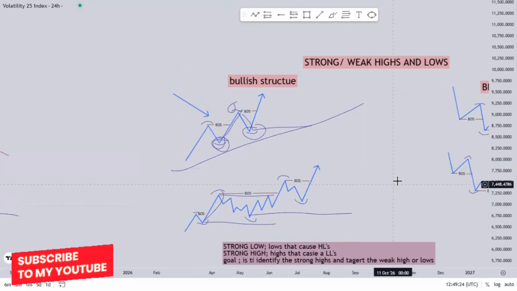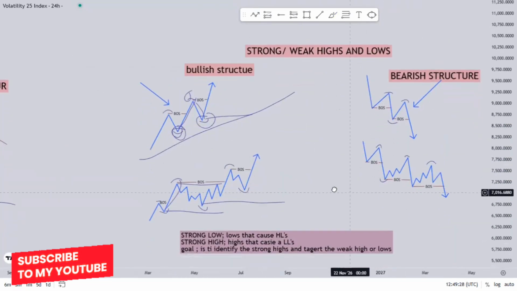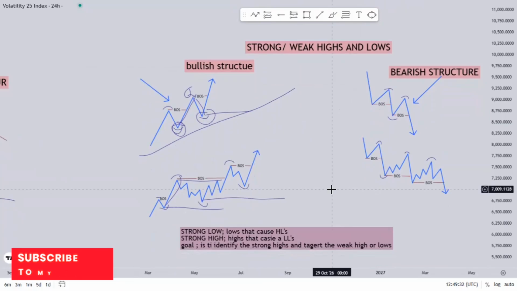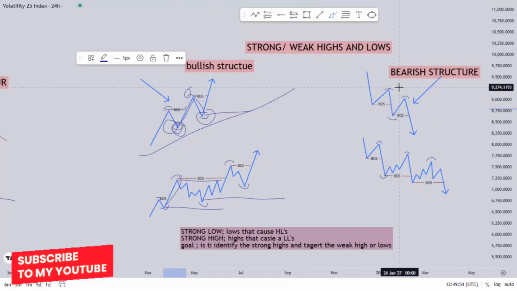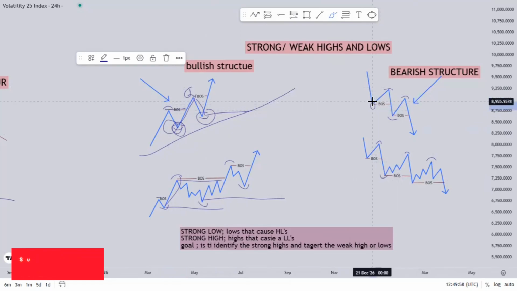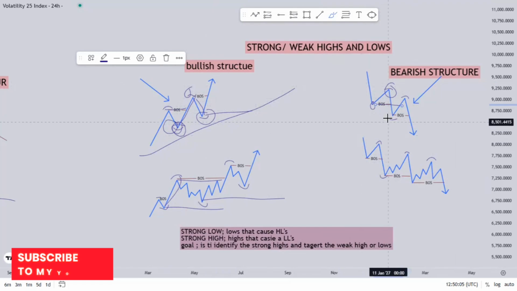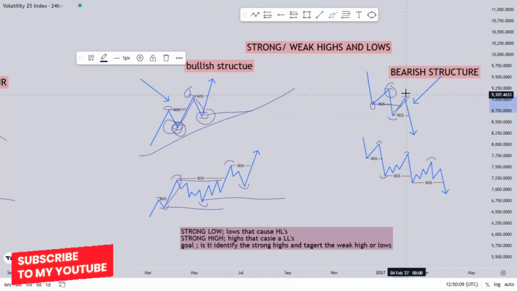The same law is applicable to what? The bearish side of the market. So strong lows are those lows that cause what? Higher lows. And strong highs are those highs that cause what? Lower lows. Our goal is to identify the highs and target the weak. So we want to identify this high here and target the weak above. Same way in the bearish structure, we want to identify the strong lower highs and target what? The weak. Because no matter where this price action pulls back to, it will definitely stop within this particular level and drop. And we expect this trend to continue just as what you are seeing on the chart.